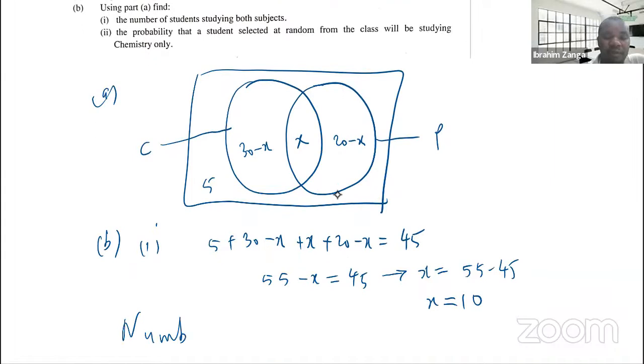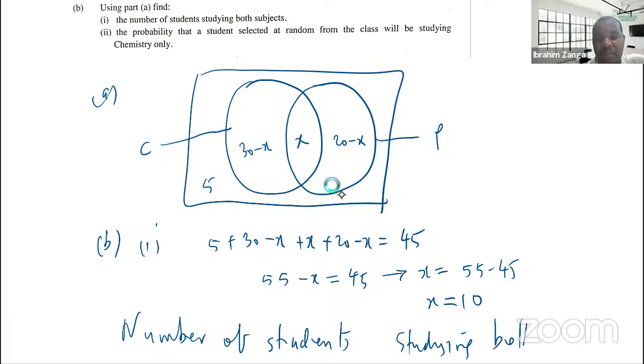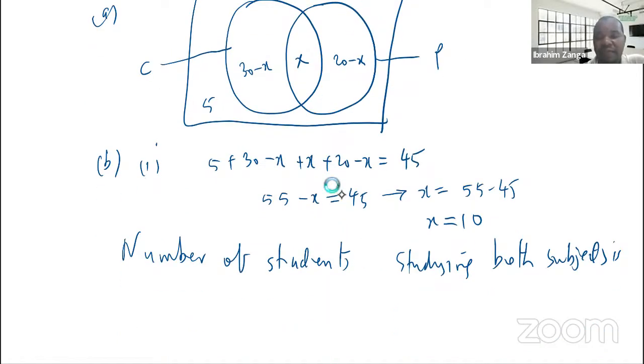So we can say that number of students studying both subjects is 10. So 10 students actually study both subjects.